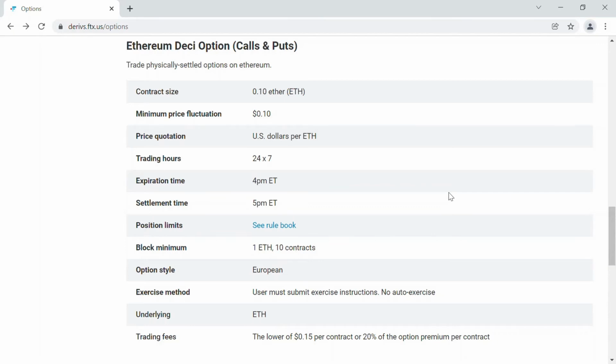Running through some of the other specs, you'll see that this is a 24-hour, 7-day-a-week market. It is running all the time. The block minimum, this is something that you'll likely not be dealing with. This is meant for privately negotiated transactions. Every contract is 0.1 Ethereum, so you could trade just one contract and it's not a problem. Also, the trading fees, each contract is 15 cents per contract, or 20% of the option premium per contract. It just comes down to which is the lower of the two.